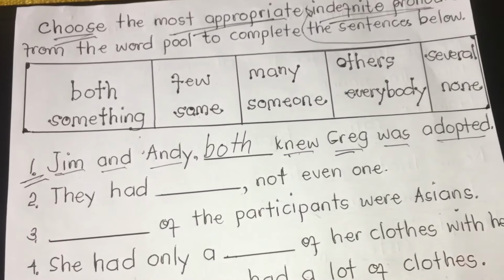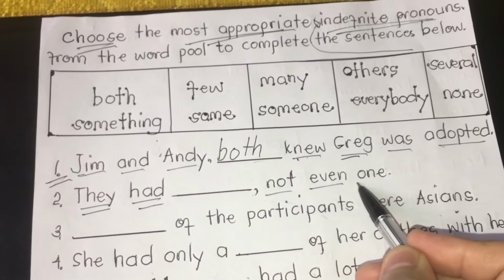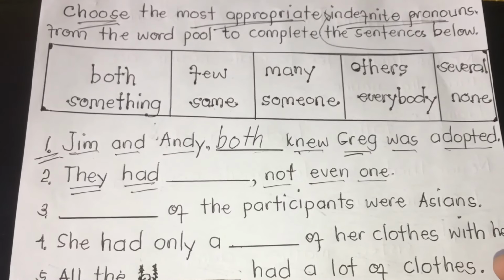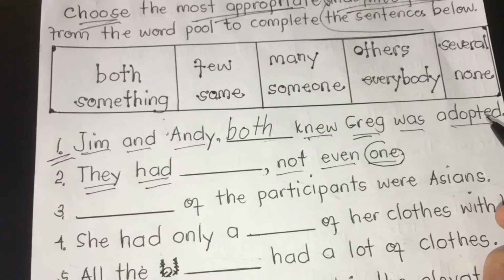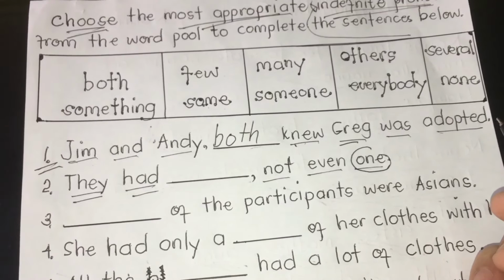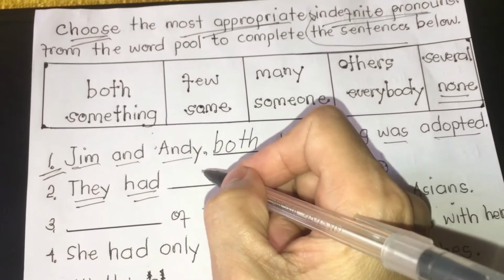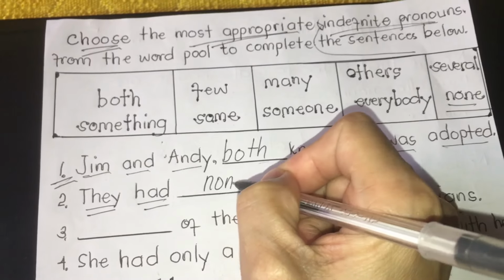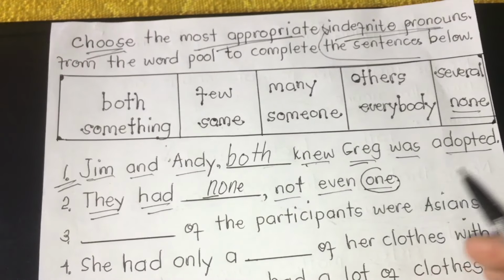Second, they had blank, not even one. So the marker is not even one, so we need to choose none. They had none. It's nothing, not even one.